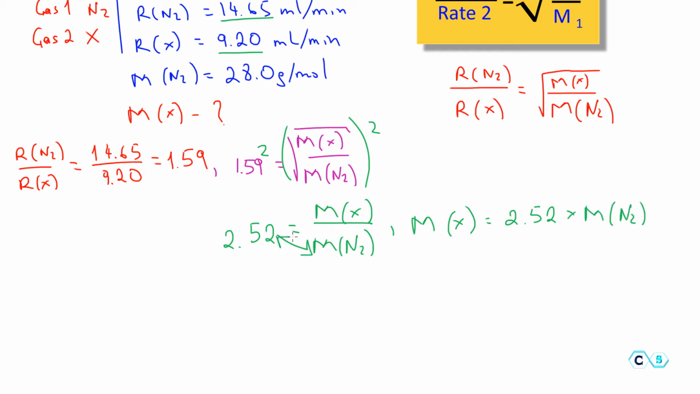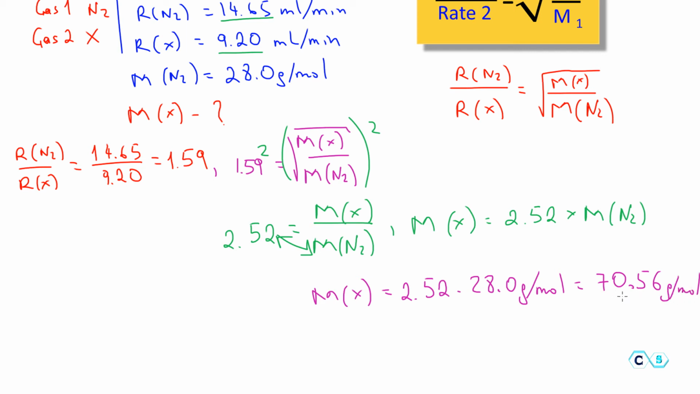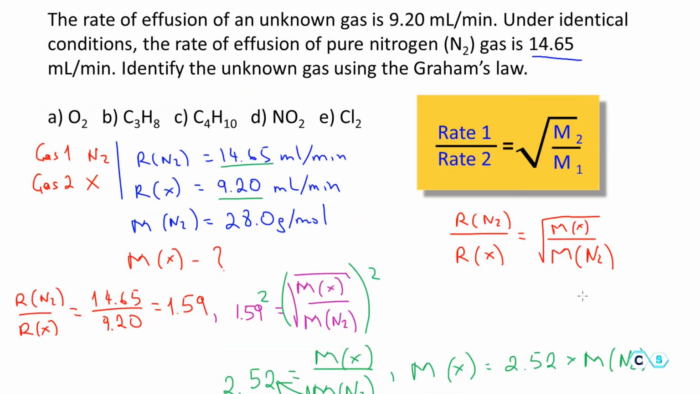We cross multiply here. The Mx is equal to 2.52 times 28 grams per mole, which is equal to 70.56 grams per mole. So if we keep three significant figures, 70.6 grams per mole, which is pretty close to the molar mass of chlorine gas.